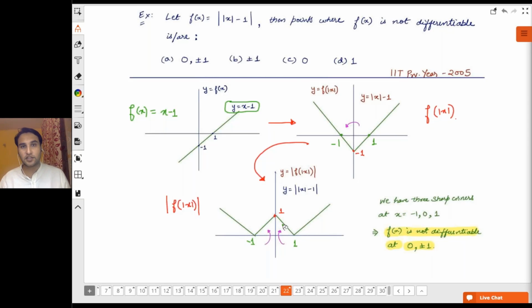All you need to see is the sharp corners. So this is a sharp corner, this is a sharp corner, this is a sharp corner. At x is equal to 0, x is equal to minus 1, x is equal to 1. Got it? See how simple these are at IIT JEE level.